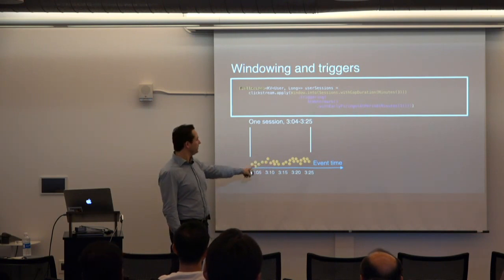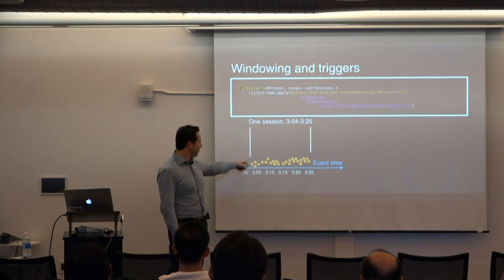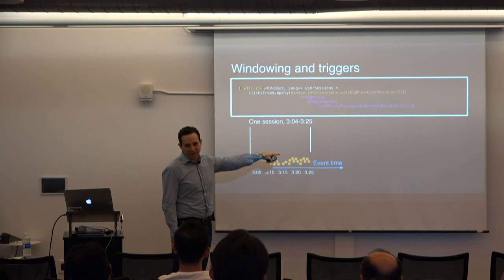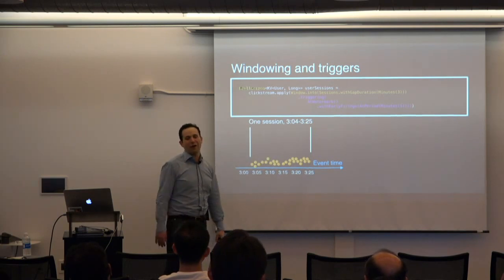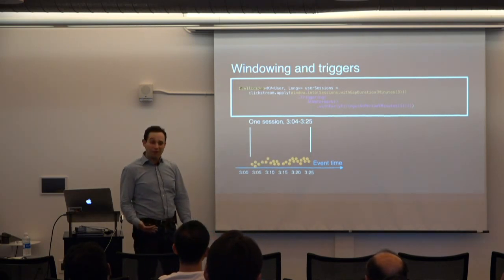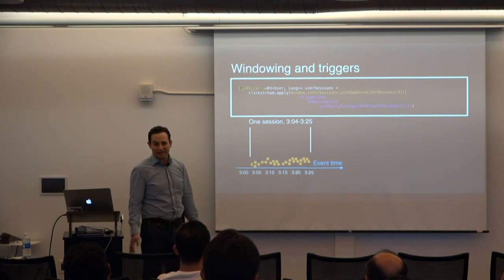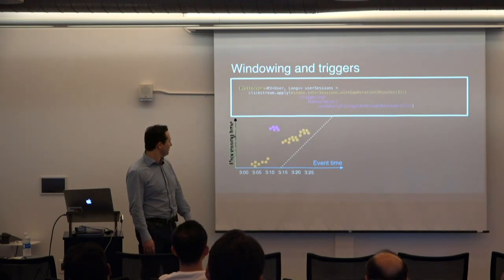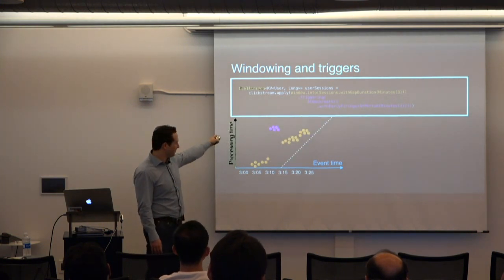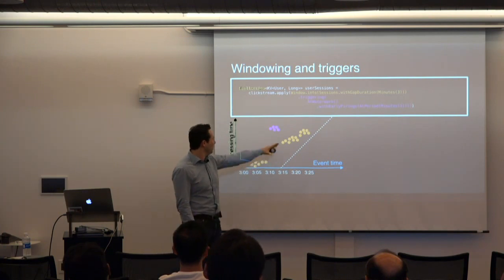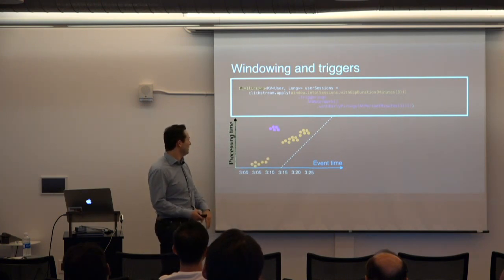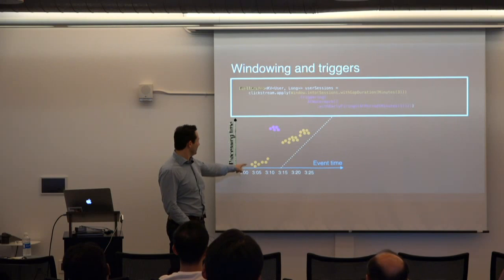So this is event time. The session began at 3:04, went to 3:25, and now I'm seeing the data, probably with some delay, as we can see here. When I add the processing time axis, this is when the data actually showed up. And you see this is kind of interesting.